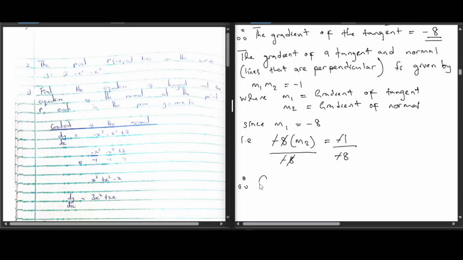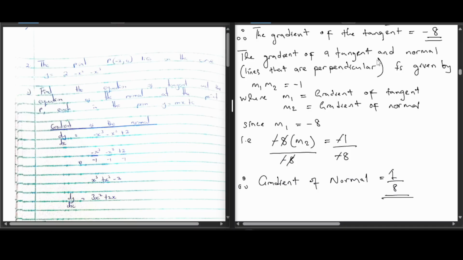Therefore, the gradient of the normal is equal to 1 over 8, like that. So that's important to note. The gradient of a normal multiplying the gradient of a tangent, the product should be minus 1. Very, very important in this particular case.